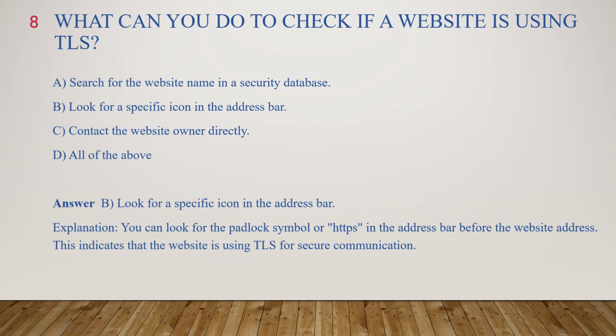Here are some specific ways to look for the TLS icon. Chrome and Firefox. Look for a padlock icon in the address bar. If it's locked and says HTTPS instead of HTTP, the site is using TLS. Edge. Look for a padlock icon or information indicator next to the address. Clicking it will show details like the security certificate. Safari. Look for a padlock icon or lock symbol next to the address. Clicking it will show details like the certificate and connection security.